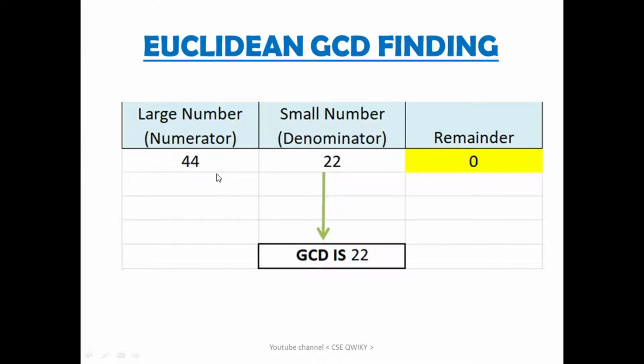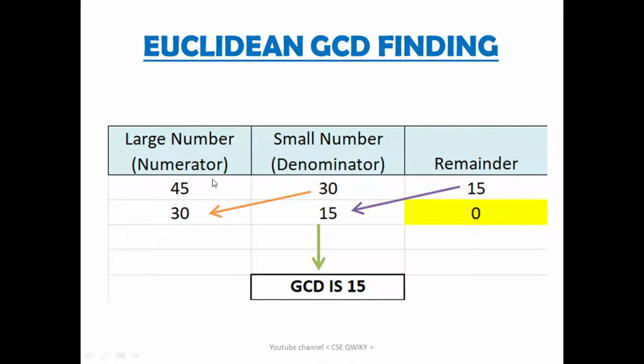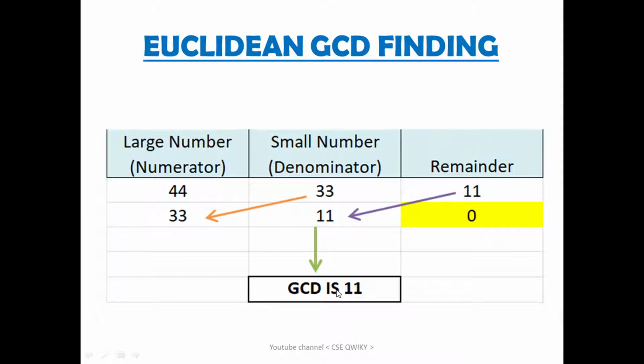22 divides 44 and 22, so the GCD is 22. If you take 45 and 30, we get remainder 15. Next time 30 goes here, 15 comes here, and we got 0. So the GCD is 15. And then 44 and 33, the remainder is 11. 33 goes here, 11 comes here, 33 by 11 we got 0, so the GCD is 11 here.